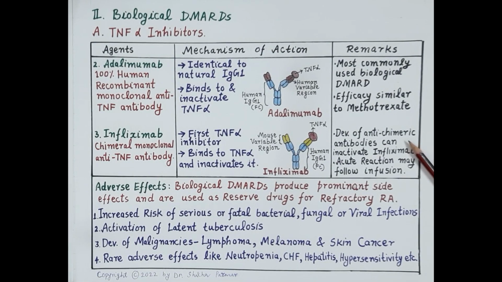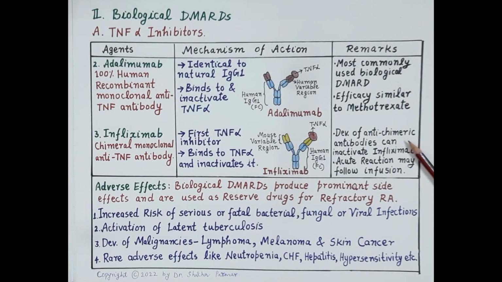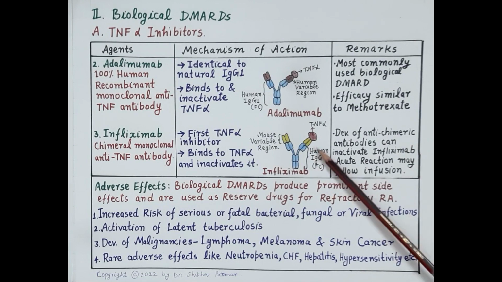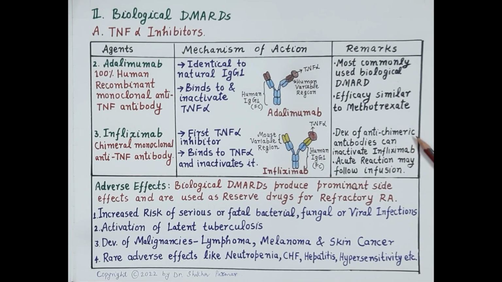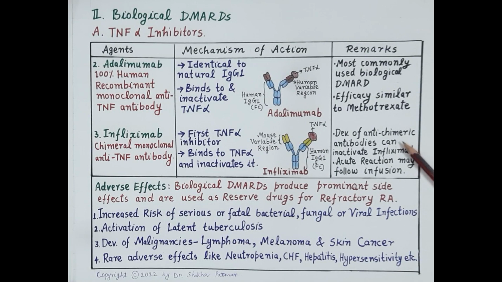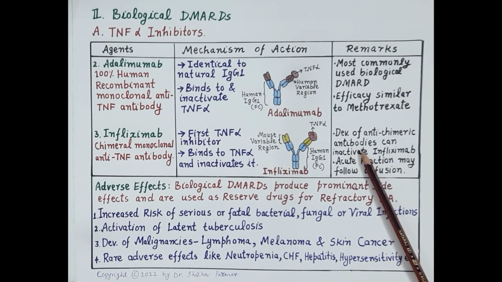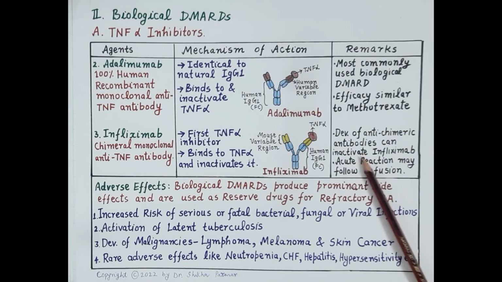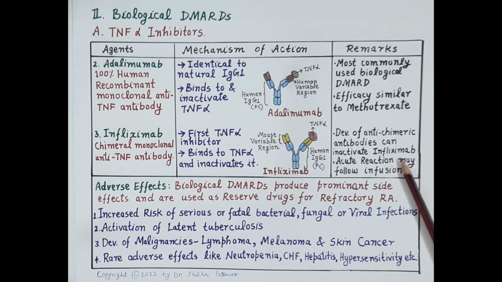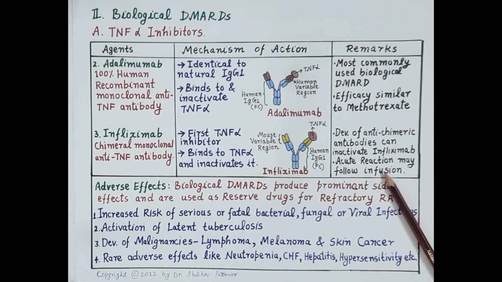Now, since infliximab is a chimeric monoclonal antibody, its variable region is derived from the mouse. Use of infliximab can cause development of anti-chimeric antibodies, and these anti-chimeric antibodies can inactivate infliximab. Now, again, since it's a chimeric antibody, an acute reaction comprising fever, bronchospasm, and chills may occur on its infusion. So, this is all about infliximab.